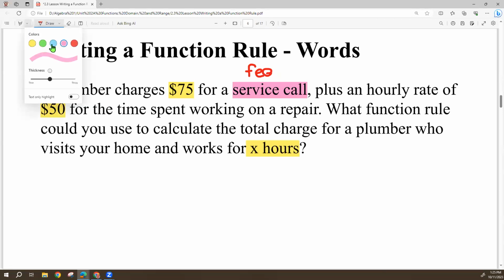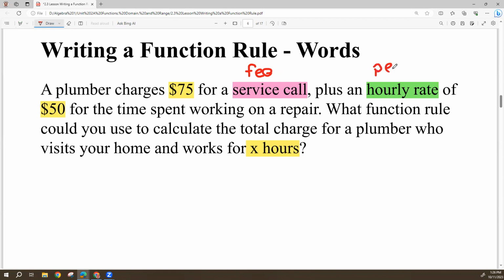And then they have an hourly rate. Hourly rate is sort of like saying per hour. And we talked about multiple times that this little 3-letter word per means multiplication. If we are told X is our number of hours and we're doing $50 per hour, that means somewhere in here we are going to have 50X.